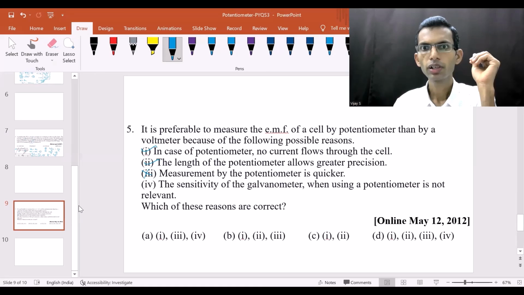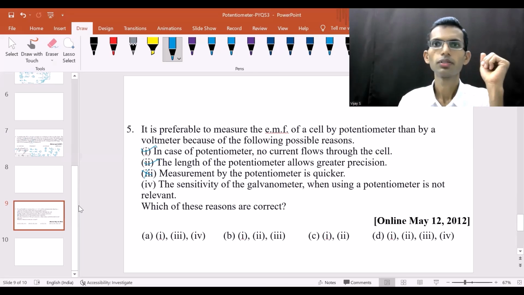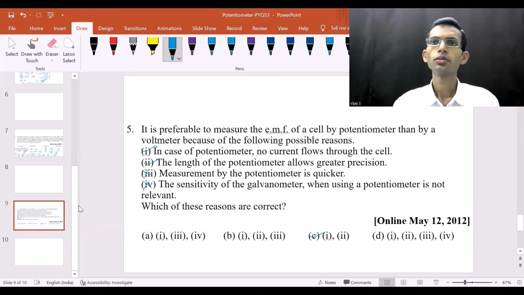The sensitivity of the galvanometer when using a potentiometer is not relevant. No, it is relevant. This is because the greater the sensitivity of the galvanometer, the higher the precision of the measurement. So this is wrong. 1 and 2 are correct. Which option satisfies? C. C is the answer. Right. So today I solved 5 previous years questions. Thank you.